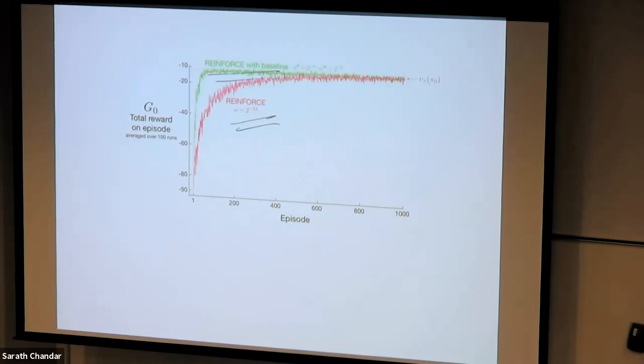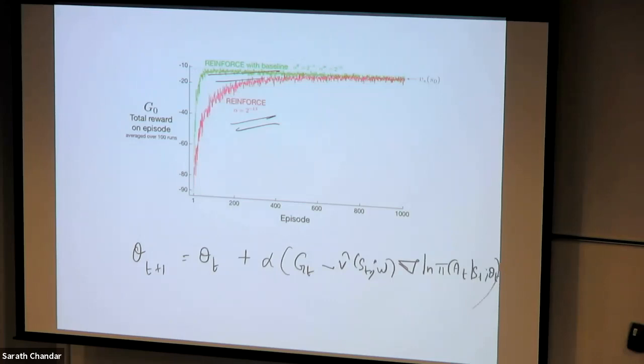Now, if you think about REINFORCE with baseline, maybe let me rewrite it as a recap. So it was theta t plus 1 is equal to theta t plus alpha times G t minus v of s t given w, times the gradient with respect to ln pi of a t given s t. So this was REINFORCE with baseline.